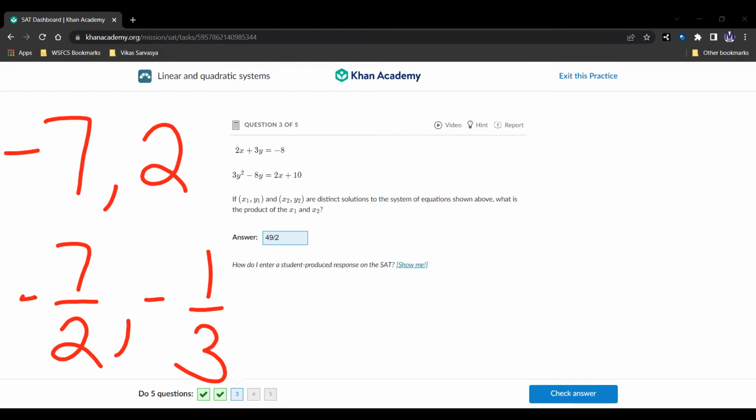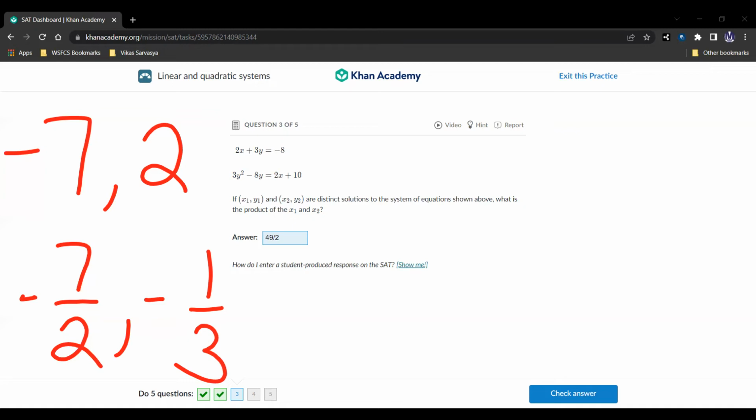All right. So we can plug in the y for negative 7, 2, and we get 12 minus 16 is negative 4, which equals the negative 14 plus 10, which is negative 4. So that works. And then the other one, you plug in the negative 1/3, and you get 1/9 times 3, which is going to be 1/3, and then plus the 8/3, so 1/3 plus 8/3 is going to be 3.